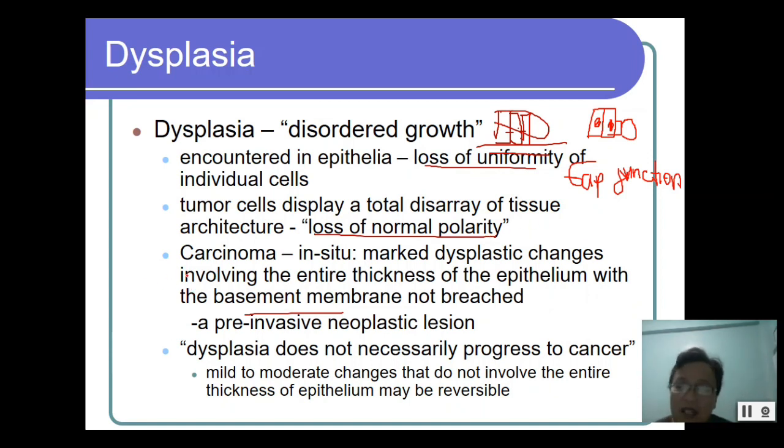Now, carcinoma in situ is a marked dysplastic change involving the entire thickness of the epithelium with the basement membrane not breached. Again, this is good. Why? Because you don't go to the blood vessels, which is beyond the basement membrane. It's actually a pre-invasive neoplastic lesion. It can become cancer later on. However, not necessarily all dysplastic conditions progress to cancer. Hindi naman lahat nagpo-progress to cancer. Pero pwede siyang mag-progress.